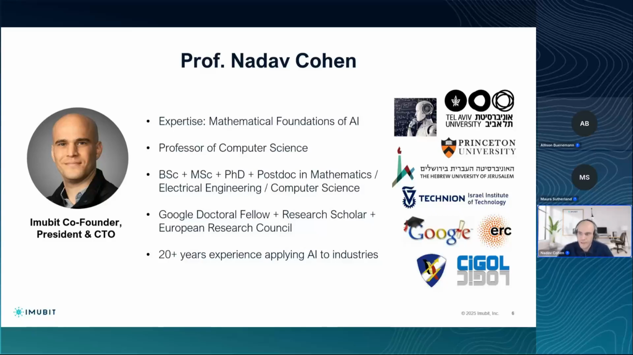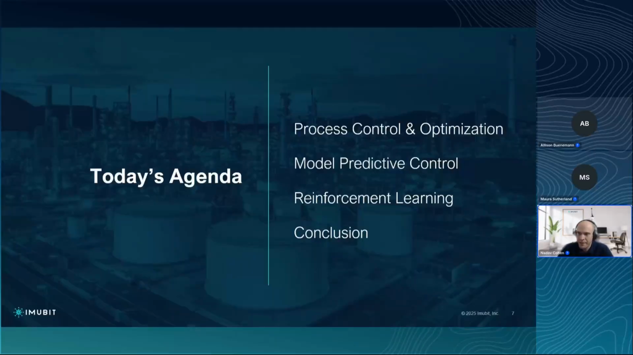All right, so this is our plan for today. We're going to start by presenting the high-level problem of process control and optimization, and then start talking about different approaches to solve this problem, starting with a wide class of approaches known as model predictive control, and then continuing to reinforcement learning.